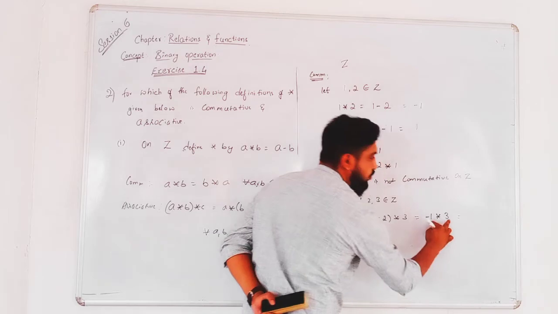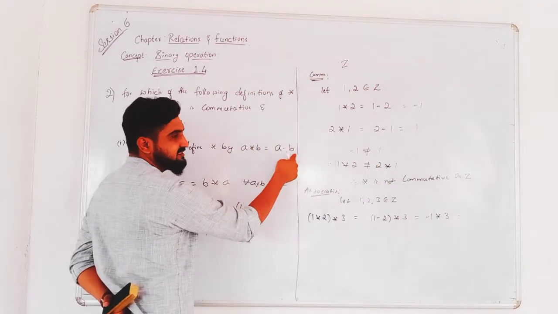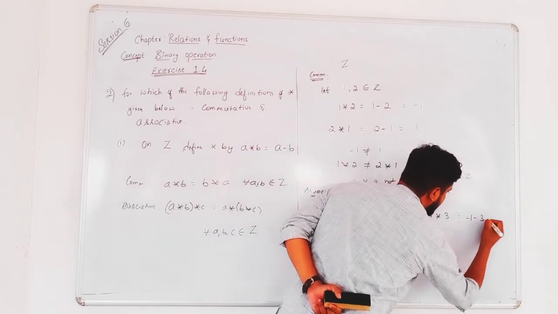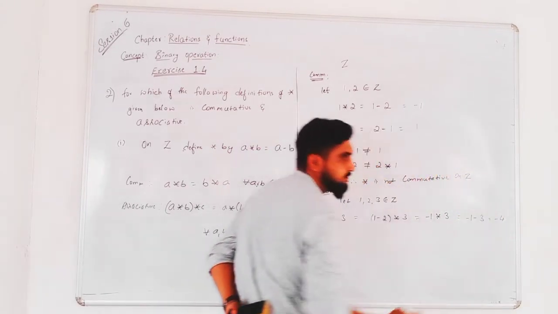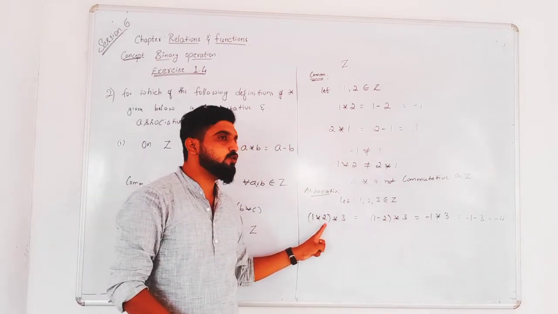So I am left with 2 numbers here. So for 2 numbers, A star B is A minus B, first minus second. So this is first, this is second. This is minus 1 minus 3, that is equal to minus 4. Got it? So I have done the first one. I am checking for (1 star 2) star 3.